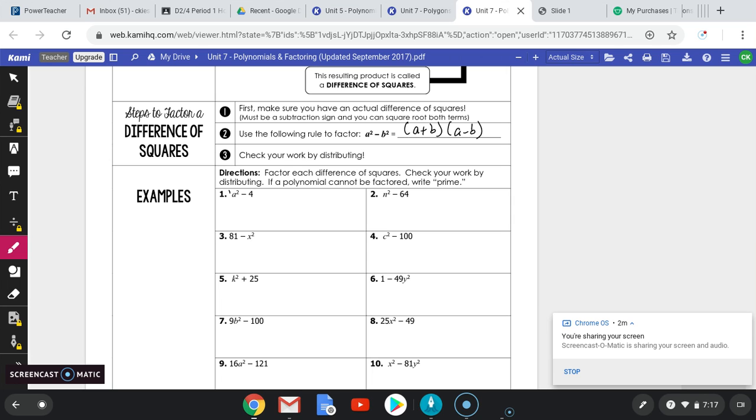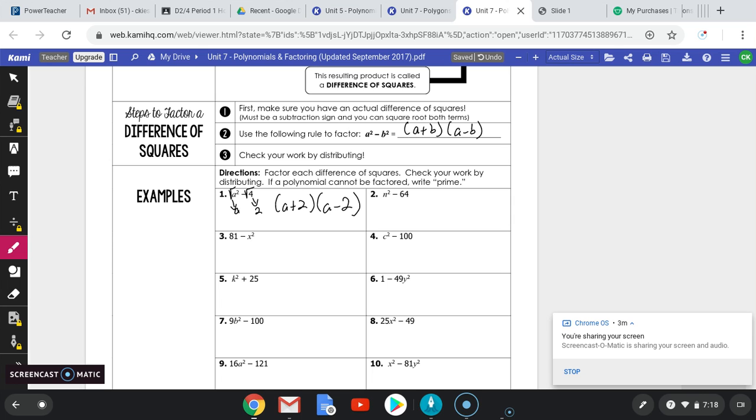So if I take the square root of both these terms, the square root of a squared gives me a, and the square root of 4 gives me 2. So those are my a and b that go in parentheses. A plus 2, a minus 2.